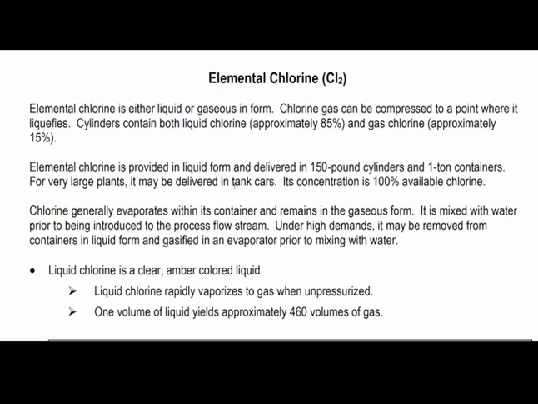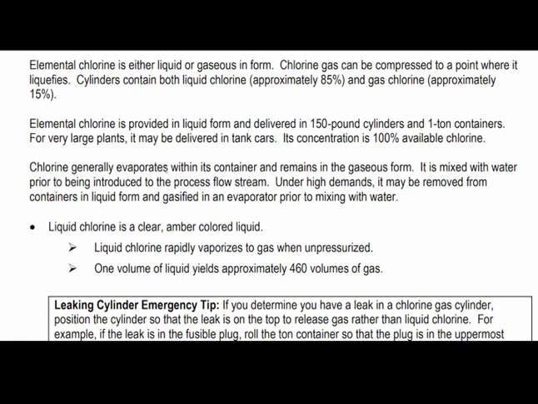It may be delivered in tank cars. Its concentration is 100% available chlorine. Chlorine generally evaporates within its container and remains in a gaseous form. It is mixed with water prior to being introduced to the process flow stream. Under high demands, it may be removed from containers in liquid form and gasified in an evaporator prior to mixing with water.